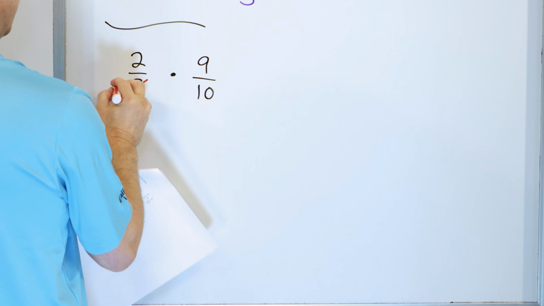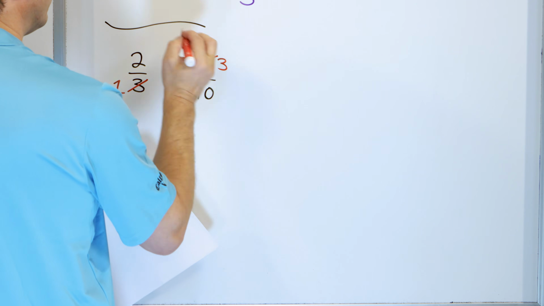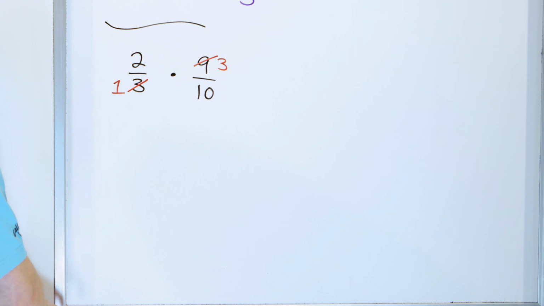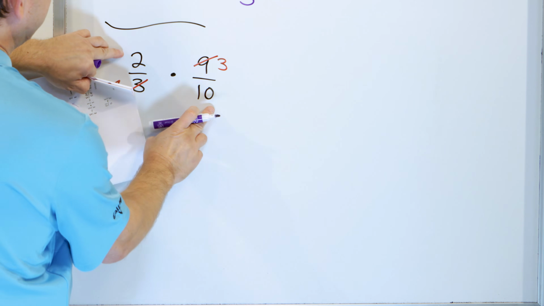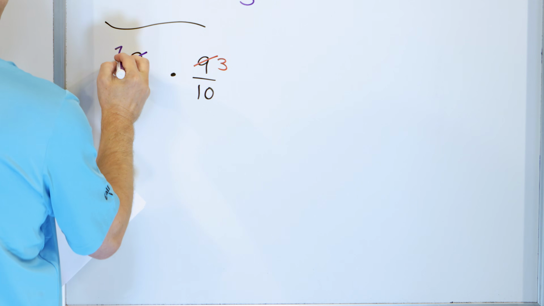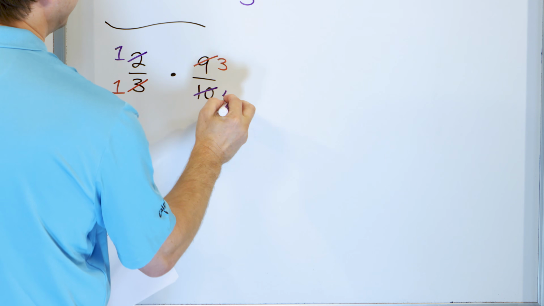So 3 divided by 3 is 1, and 9 divided by 3 is 3. But we also see that we can divide the 2 and the 10 by a common number. We can divide both of these by 2. So we divide both of these by 2. 2 divided by 2 is 1, and 10 divided by 2 is 5.